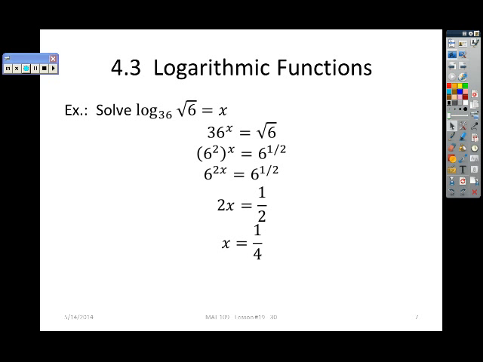10 obviously is a common number. E is so common it's also been put on the calculator. And those are the only 2 the calculator does. So what if you have a base 36? We'll see in a little bit something called a change of base theorem, which allows you to calculate something like that using base 10 or base E. But rather than talk about it now, that's a little bit later.